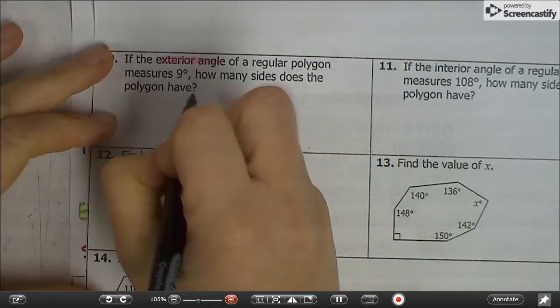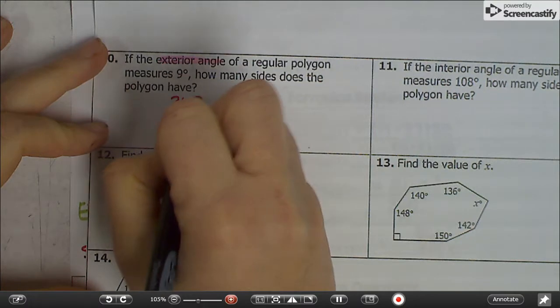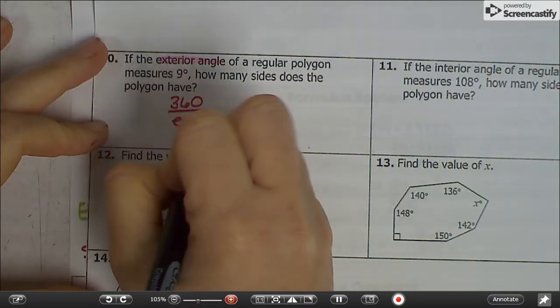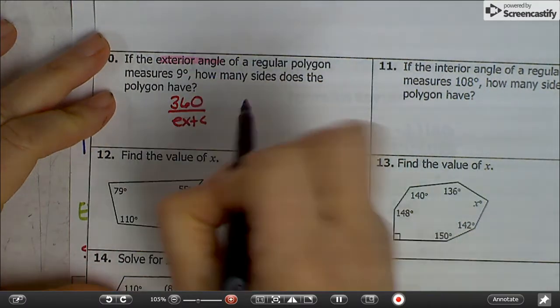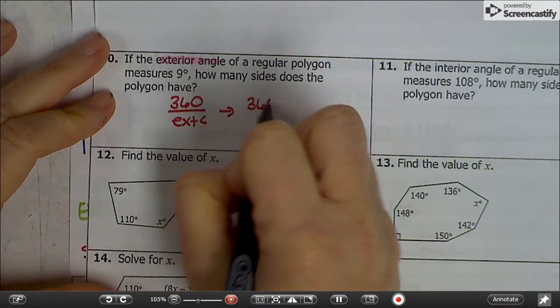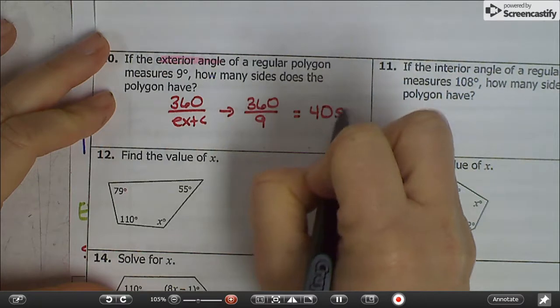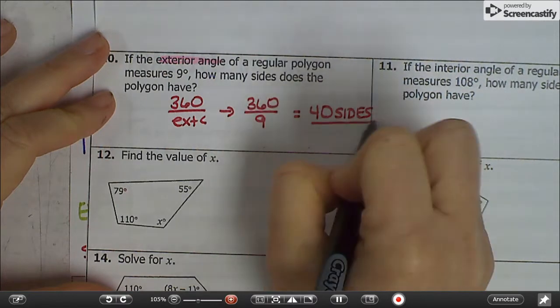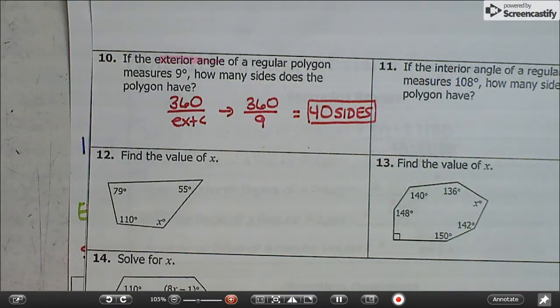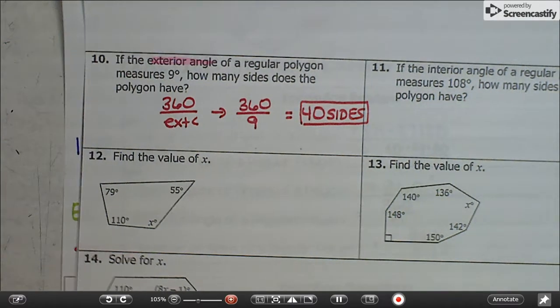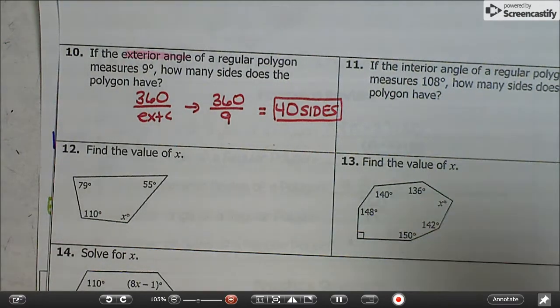From the front, I told you that if you do 360 divided by the exterior angle, it will give you the number of sides. So we want to do 360 divided by 9, which is 40 sides. It's a big polygon. Okay, so that's the easiest way. That's my favorite way. But then you might come across a problem like this.